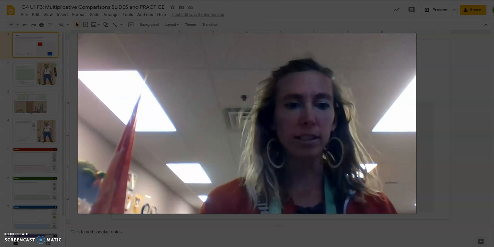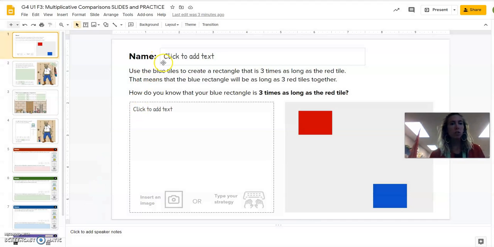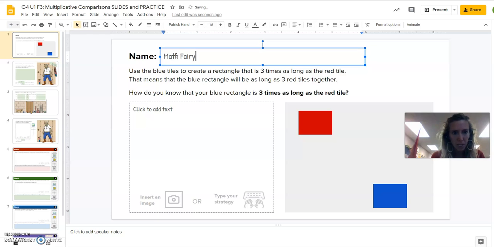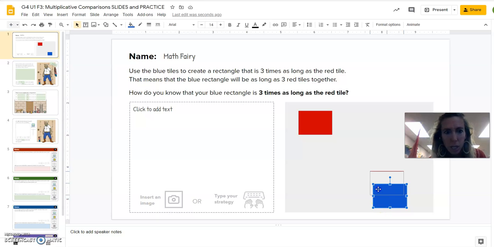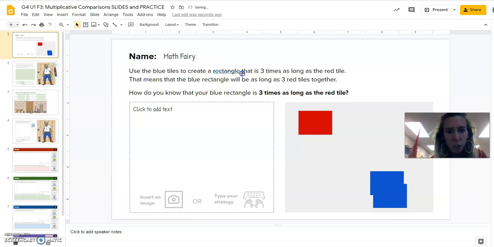All right, let's check out some right here. So you will practice some of these by first looking at some rectangles. So it says first put your name. So I'm going to go ahead and click in and write my name. Then it says to use the blue tiles down here to create a rectangle that is 3 times as long as the red tile. It needs to be 3 times as big as this guy right here. That means the blue rectangle will be as long as 3 red tiles together.